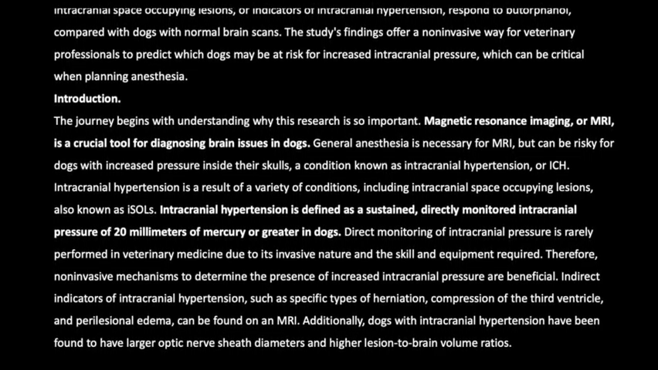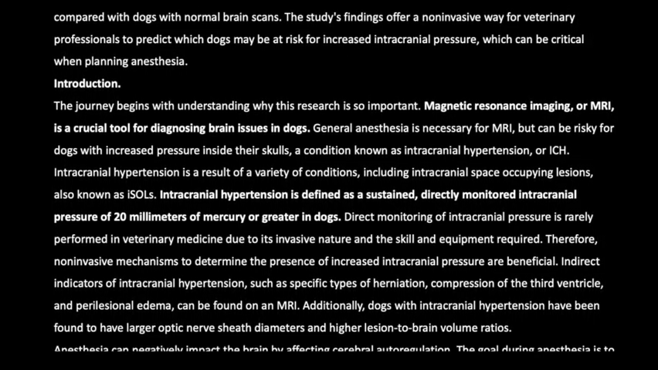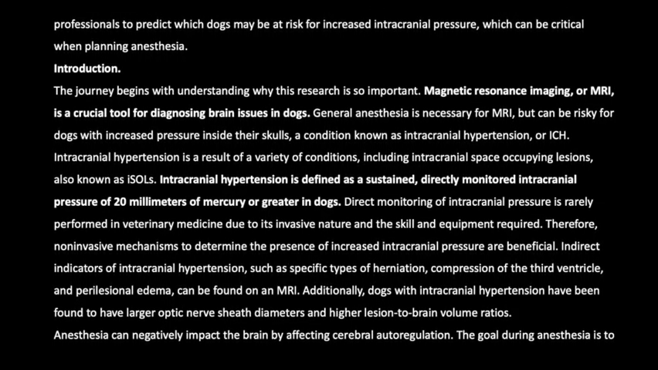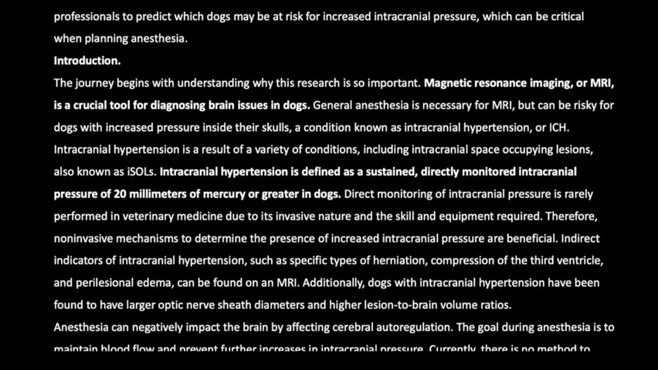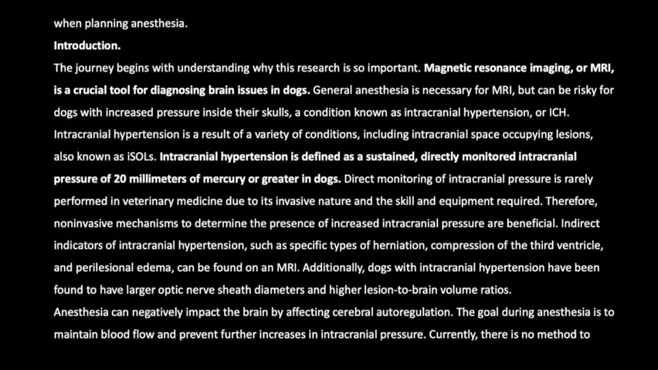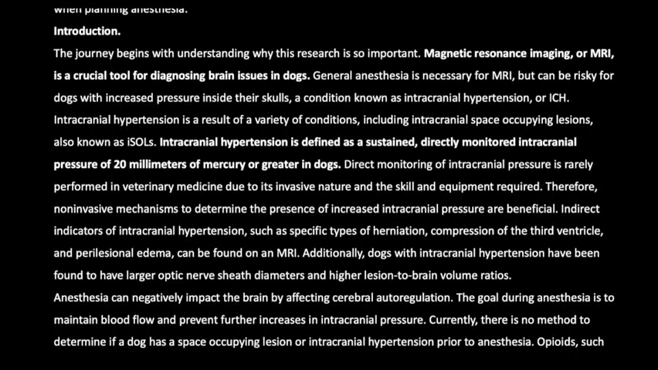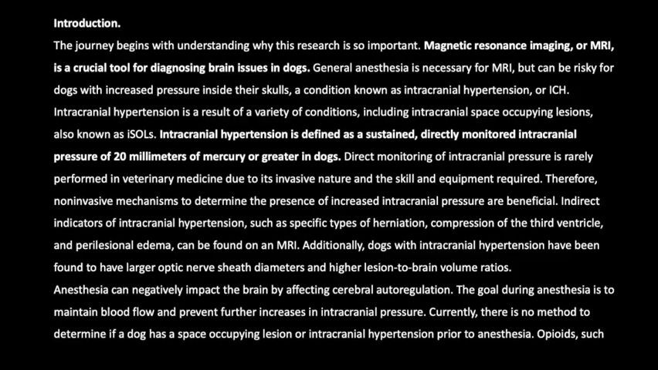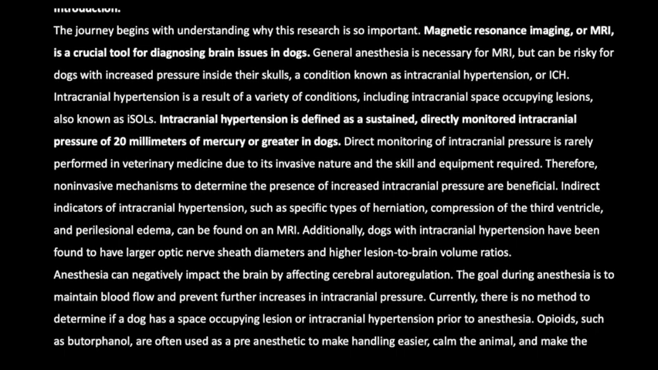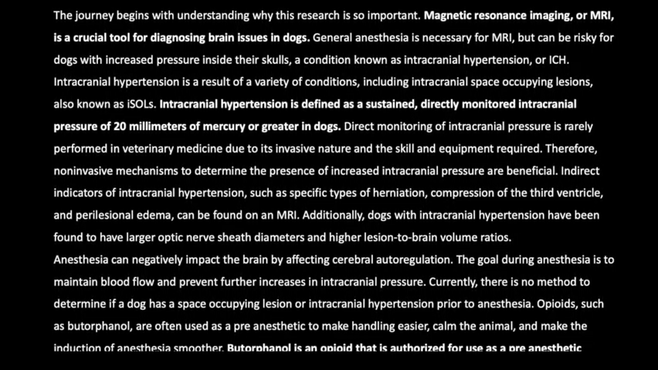Intracranial hypertension is a result of a variety of conditions, including intracranial space-occupying lesions, also known as ISOLs. Intracranial hypertension is defined as a sustained, directly monitored intracranial pressure of 20 mm of mercury or greater in dogs. Direct monitoring of intracranial pressure is rarely performed in veterinary medicine due to its invasive nature and the skill and equipment required. Therefore, non-invasive mechanisms to determine the presence of increased intracranial pressure are beneficial.